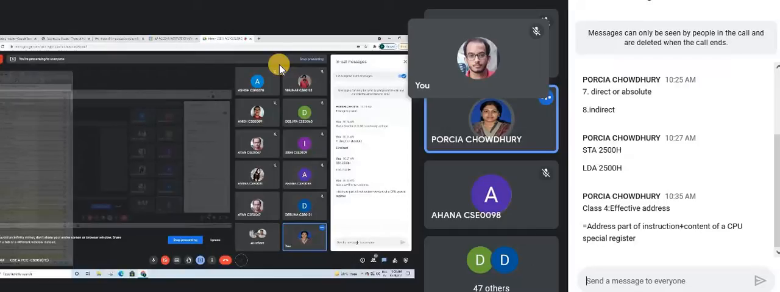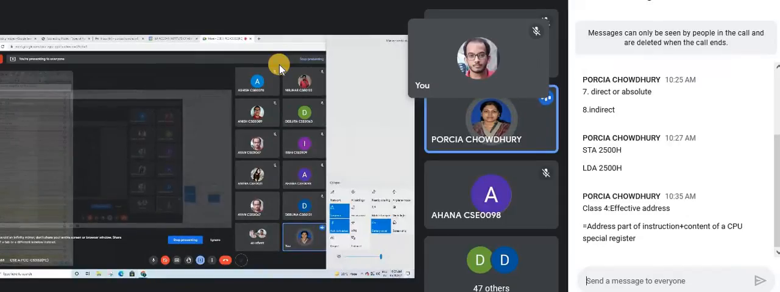So again, in class 1, we don't have any address, neither memory address nor register, nothing. In class 2, you have the concept of register. In class 3, you have the concept of memory address, and now in class 4, you have the address, but you have to calculate the effective address. How can you calculate the effective address? The address part of the instruction, that means one address part will be given in the instruction after the opcode, plus you have to add that with the content of a CPU special register.